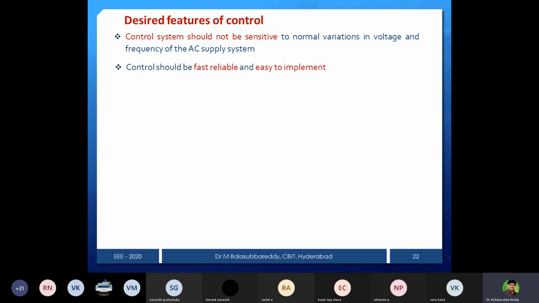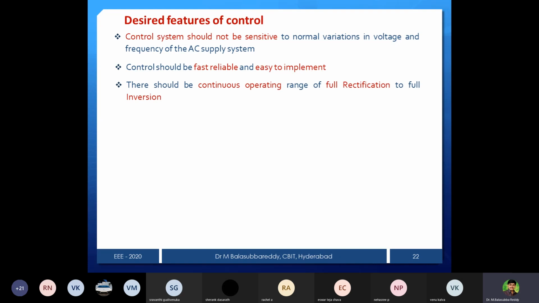And control should be fast, reliable and easy to implement. This is also a very important feature while you are designing the system. That is the advantage of HVDC over other controllers. The HVDC control system is very fast, right? Whether it is an alpha variation or a beta variation on the inverter side, or alpha variation on the rectifier side, whatever it may be, a faster control action takes place. Not only faster, it is also very reliable operation. The system will be very reliable, and it has to be easy to implement.